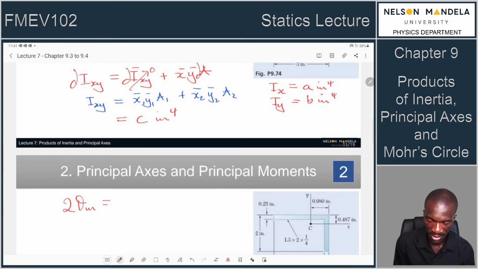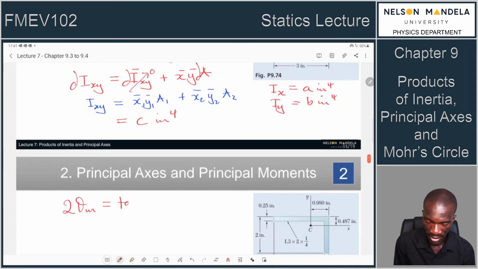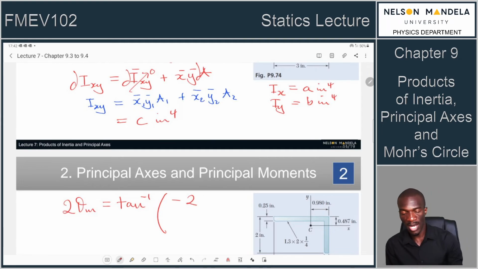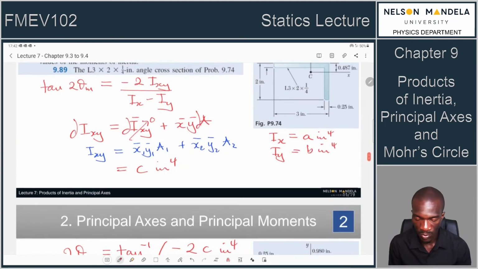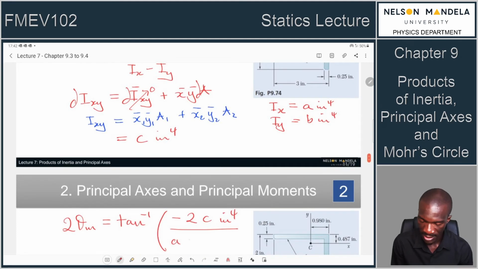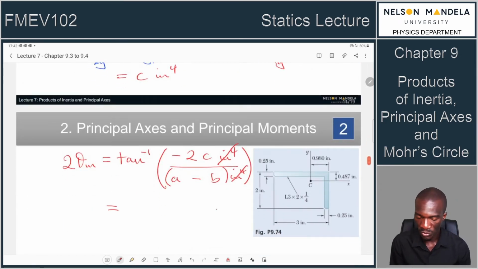Our 2 theta m is actually given by the arctangent of minus 2 Ixy, Ixy is C, isn't it, over Ix minus Iy. We said it's A minus B. These are in inches to the 4, so the inches to the 4 cancel out. We have the dimensionless ratio there, and then we can find our angle.